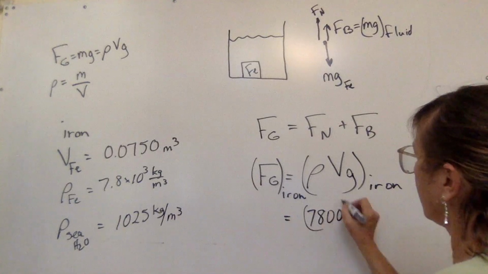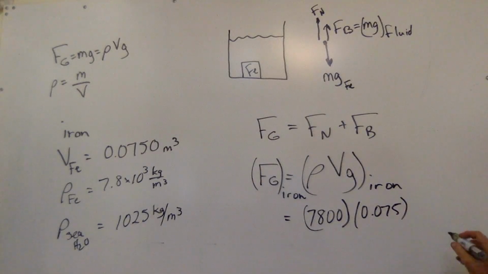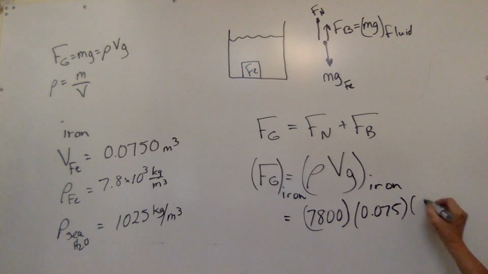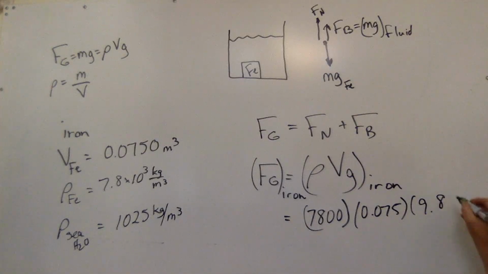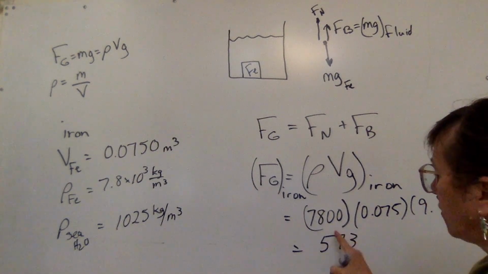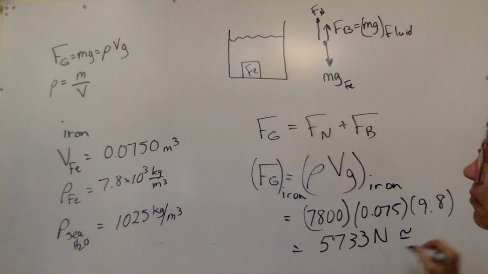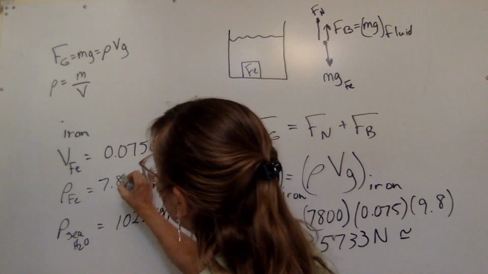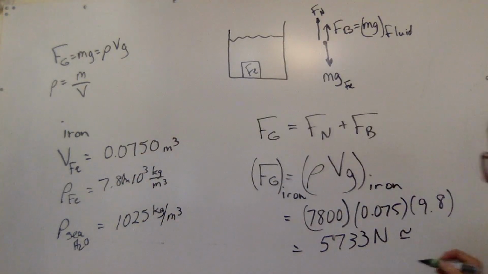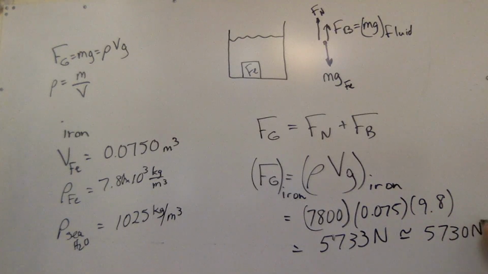All right, here we go. 7,800 times our volume of 0.075 cubic meters times gravity of 9.8. And I got 5733 newtons, which we should round. If we look over here, let's make this a 3 sig fig problem. That would round to 5730 newtons for the force of gravity on that chunk of iron.